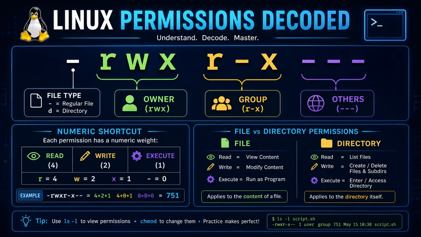Now, typing out rwx by hand every time gets old fast, so there's a numeric shortcut. Each permission has a weight. Read is worth 4, write is worth 2, and execute is worth 1.